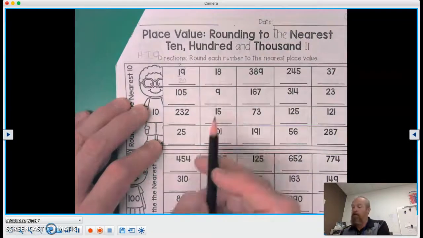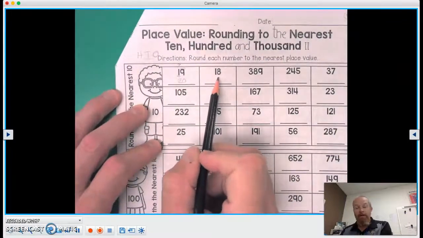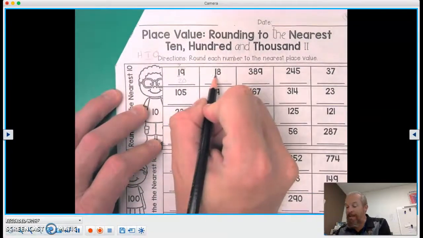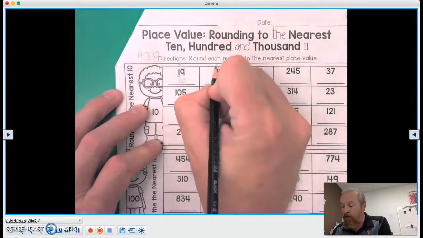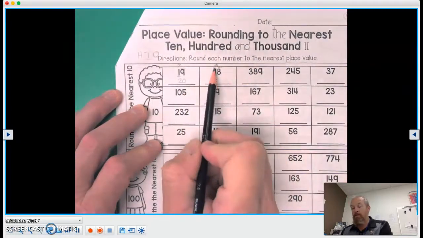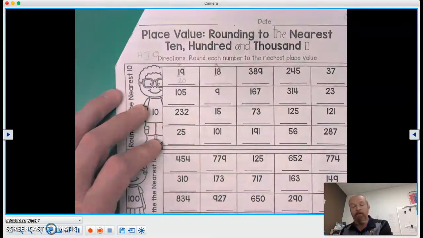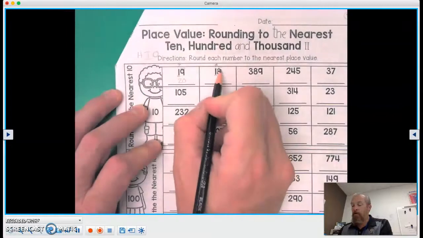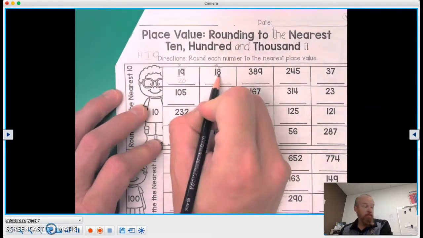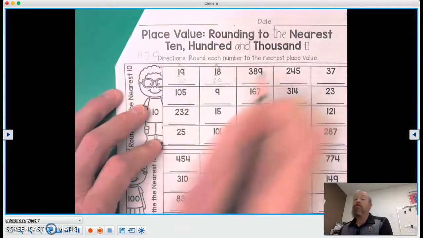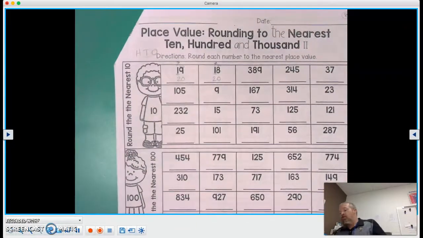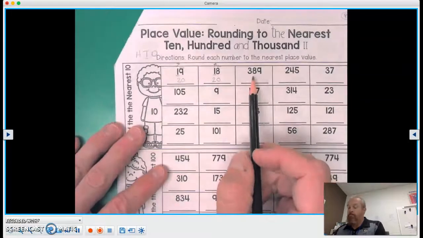Now let's do this one. We have our number 18. Again, we find the tens column and look next door at the 8. We're either going to raise the score or let it rest. 5 or more, raise the score again. So this also goes to the number 20.